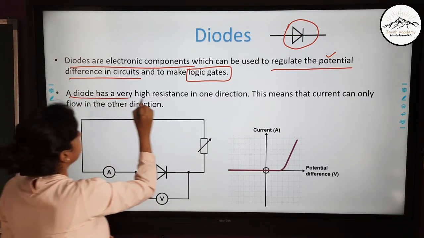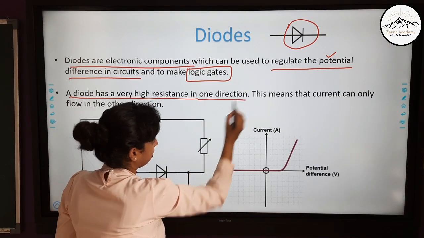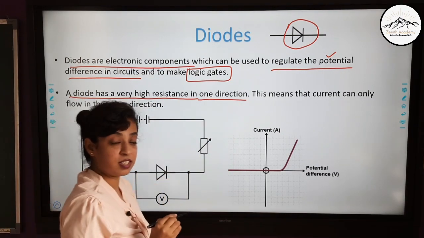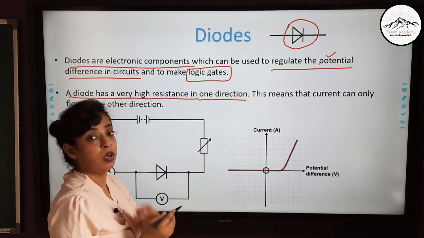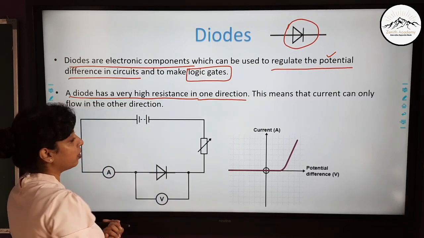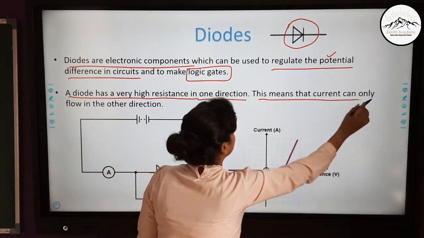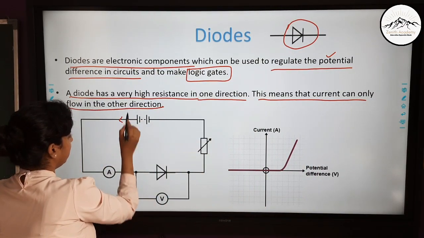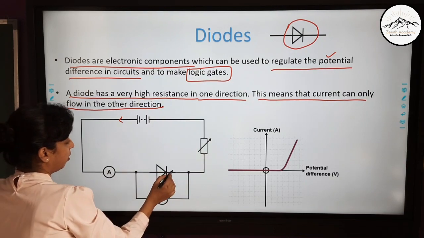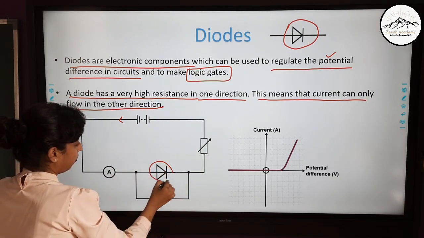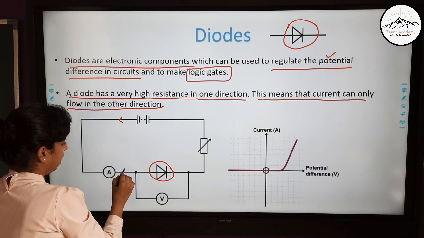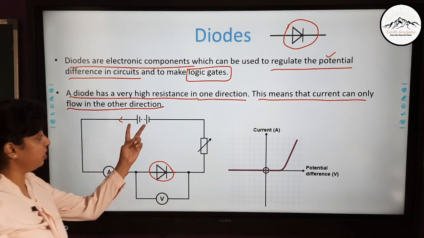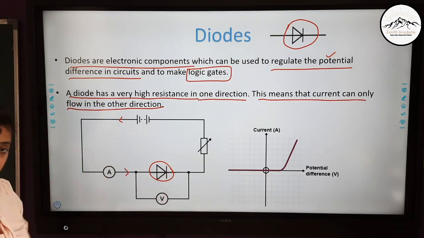So a diode has a very high resistance in one direction. If it has a high resistance in one direction, it will not allow current to pass through it in that particular direction. This means that current can only flow in the other direction. So if I take the circuit of Ohm's law and replace the resistor with a diode, it will allow current only in this direction, and if we reverse the battery, it will not allow the current.